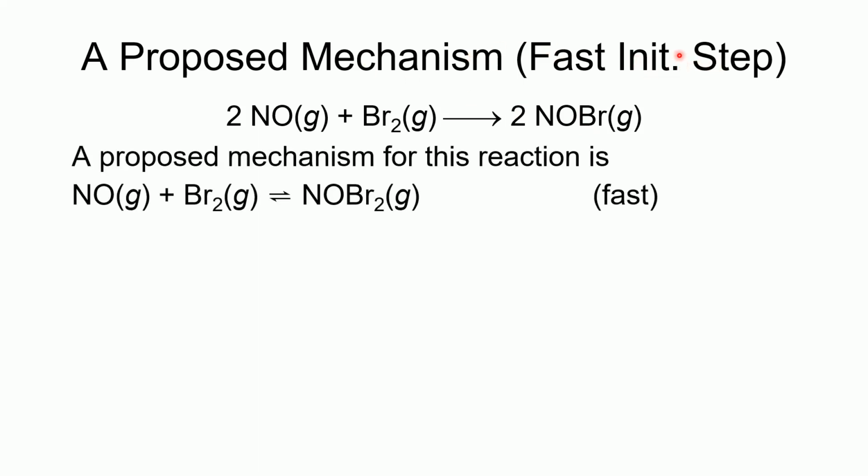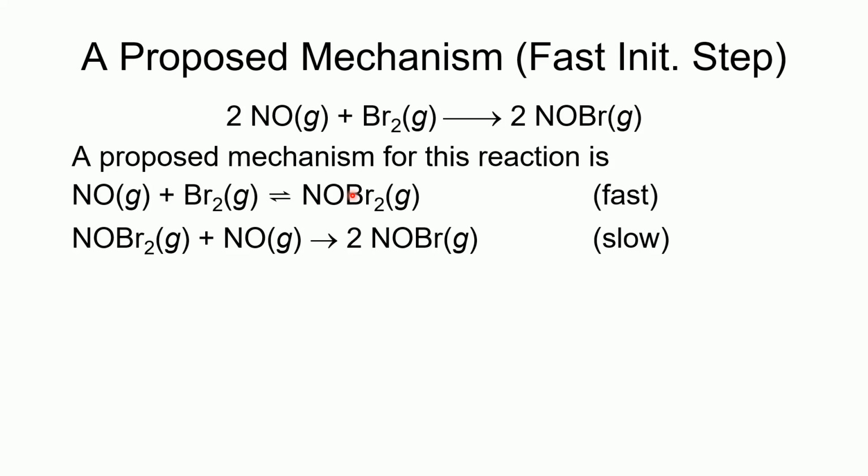Our first step is a fast step. You may already have noticed something different about this reaction. One is that it's got the double arrows. We're going to talk about that in just a moment. So NO plus Br2 gives us NOBr2. And then NOBr2 can in turn react with NO to give us 2NOBr.